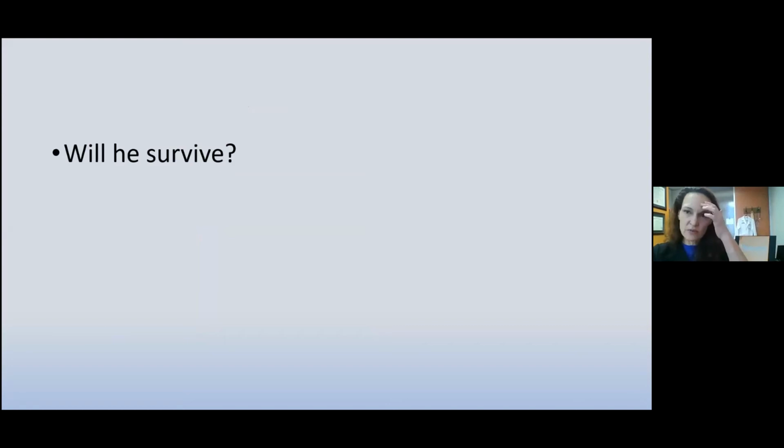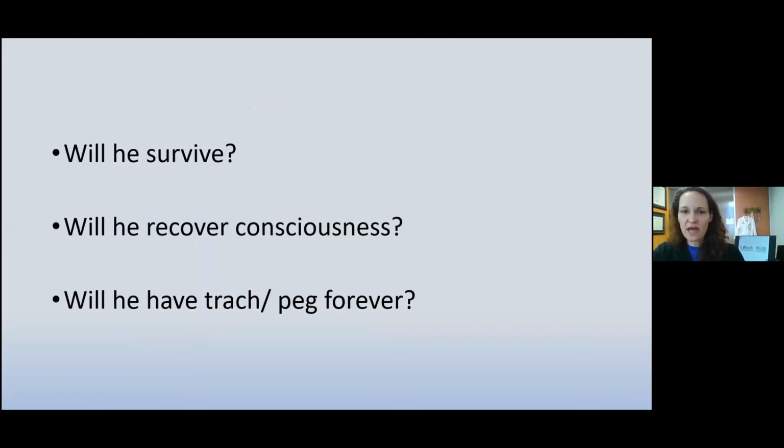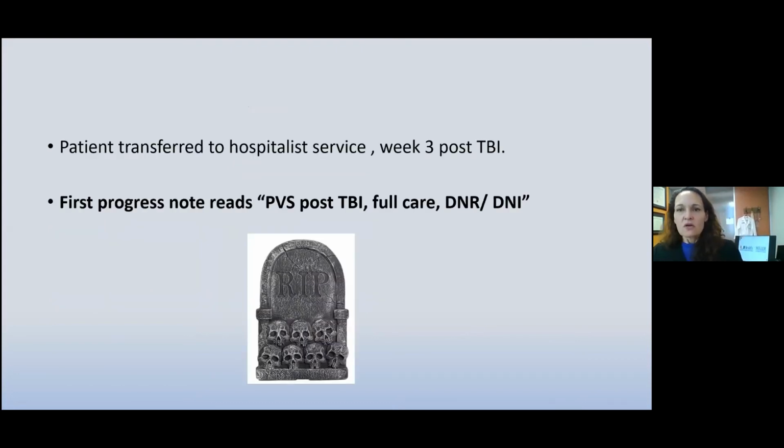So the questions that we will ask is, is he going to survive? Is he going to recover consciousness? Is he going to have a trach and PEG forever? And will he walk? So this guy ended up going out of the ICU and he was transferred to the hospitalist service in the 3rd week after TBI. And he had gotten his trach and PEG already. And the very first note by the hospitalist, I looked it up last night, read: PVS post TBI, he will be full care, DNR, DNI. The very first note.